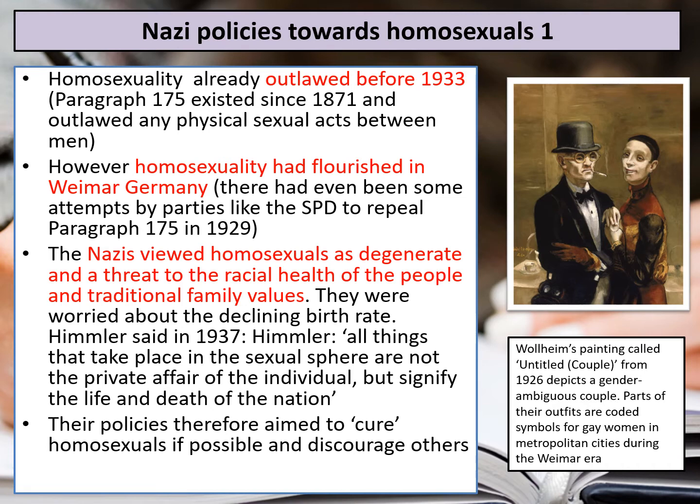Now technically homosexuality had been illegal and outlawed before the Nazis came to power in 1933. Since Germany was officially created in 1871, they had something in place called Paragraph 175, and this outlawed any physical sexual acts between men. Women and lesbians weren't mentioned at all in this law. However, despite the fact that that has been a law since 1871, homosexuality had flourished in Weimar Germany.